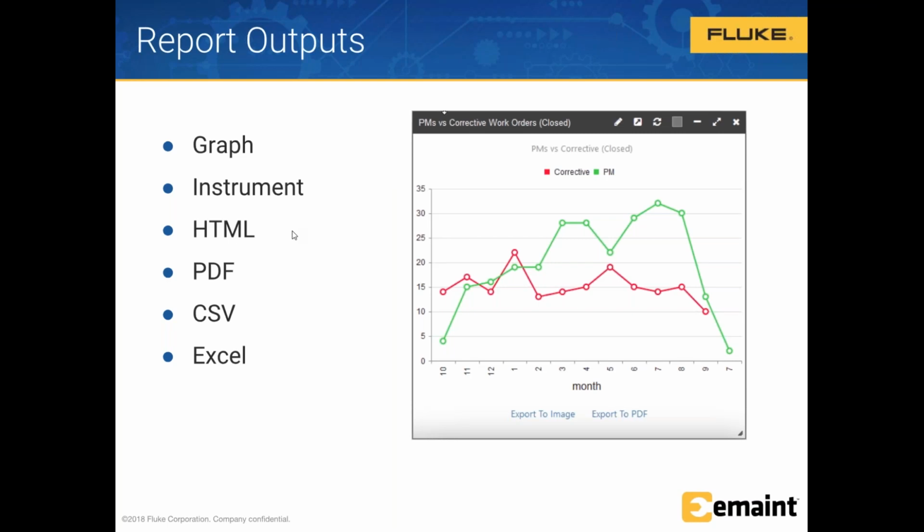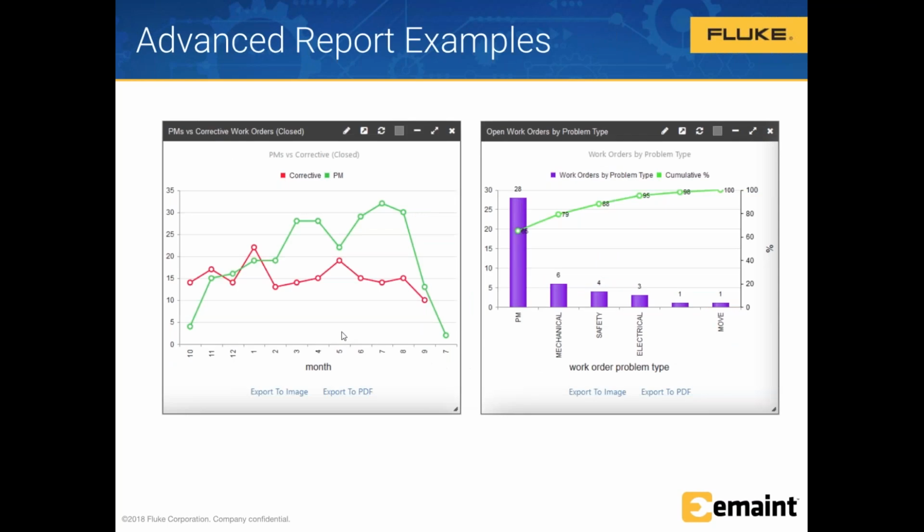We also have HTML. HTML is very similar to PDF in its layout. The difference is that it will be in an HTML file format as opposed to a PDF format. And below that, we have CSV and Excel. CSV is just a comma separated values list, and Excel is Excel files.